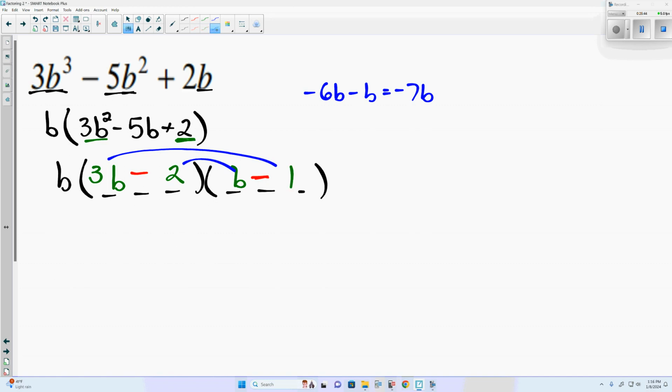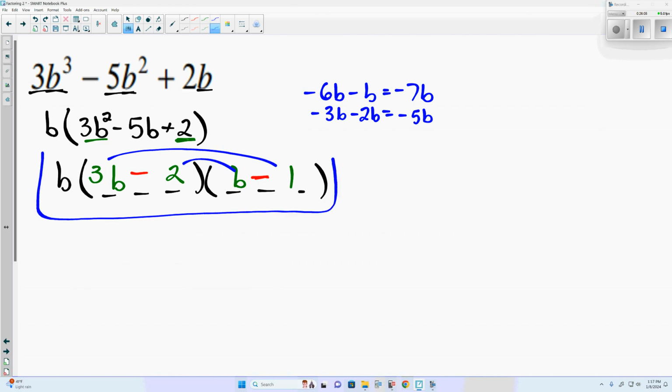And try this again. 3b times negative 1 is negative 3b. Negative 2 times b is negative 2b. And negative 3b minus 2b is negative 5b. And since that's the middle term we wanted, this here is our final answer.